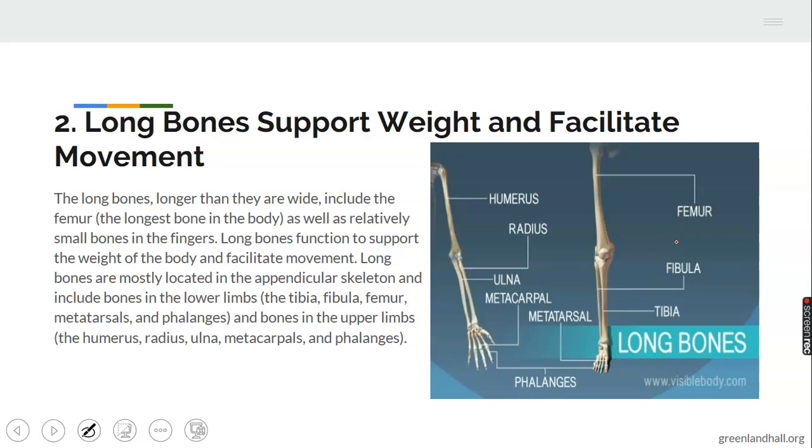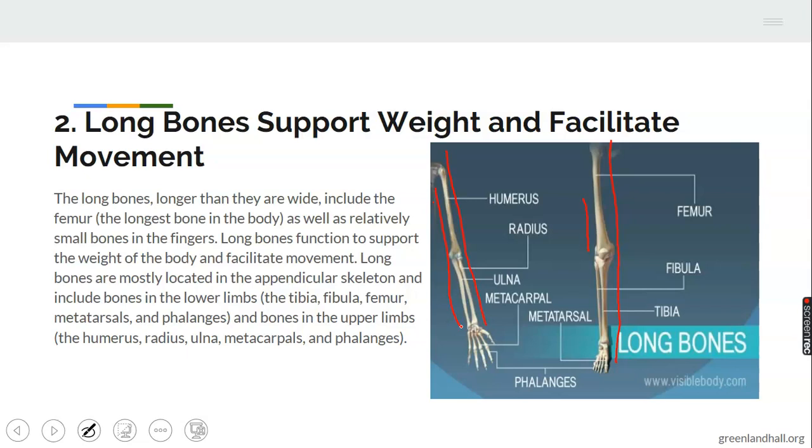Now look at this. The long bones are longer than they are wide. They are very long. You can see the pictures. This one is for the leg, and this one is for the arm. They are not so very wide, but they are very long.